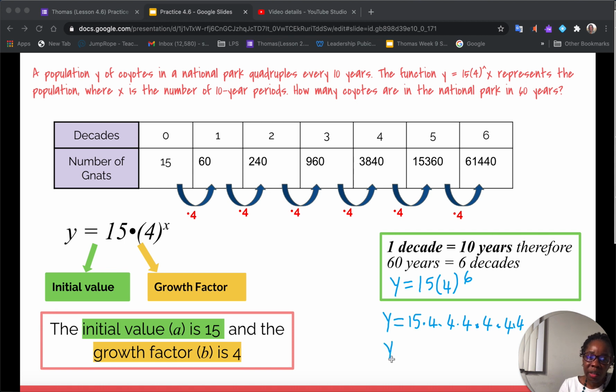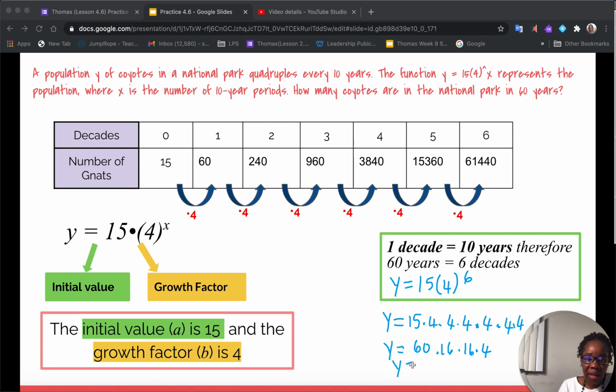And you can break this multiplication up into different parts. 15 times 4, that is 60, and you could do 60 times 16 times 16 times 4, whatever you want to do to make the multiplication a little bit easier, or know how to use exponents in your calculator. However, I'm looking at my table and I know what the answer is.